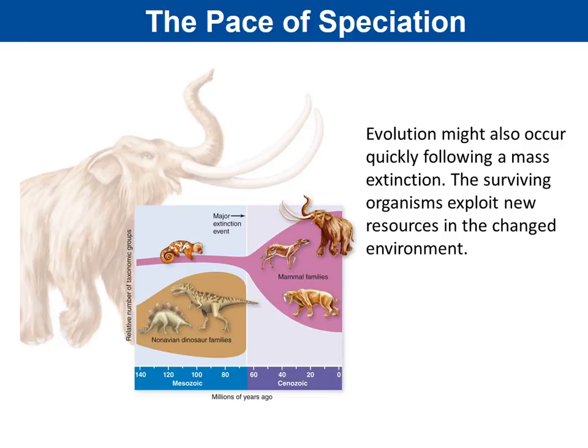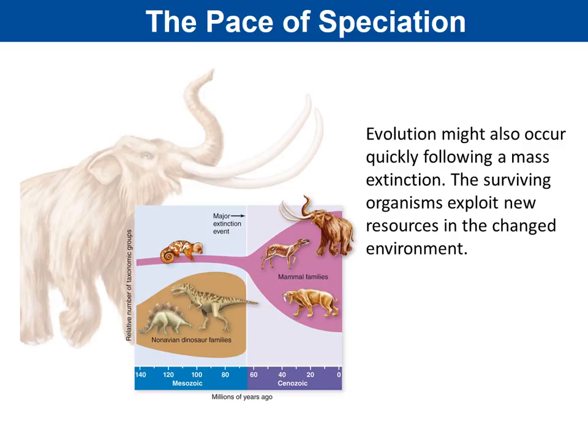Now, evolution often can occur quickly following a mass extinction. So, if you think about the dinosaurs, when the dinosaurs became extinct, we started to see a big expansion of the types of mammals that formed after that period. And so, evolution can occur very quickly following a mass extinction. And the surviving organisms exploit new resources in that new changed environment. And we're going to talk about that.